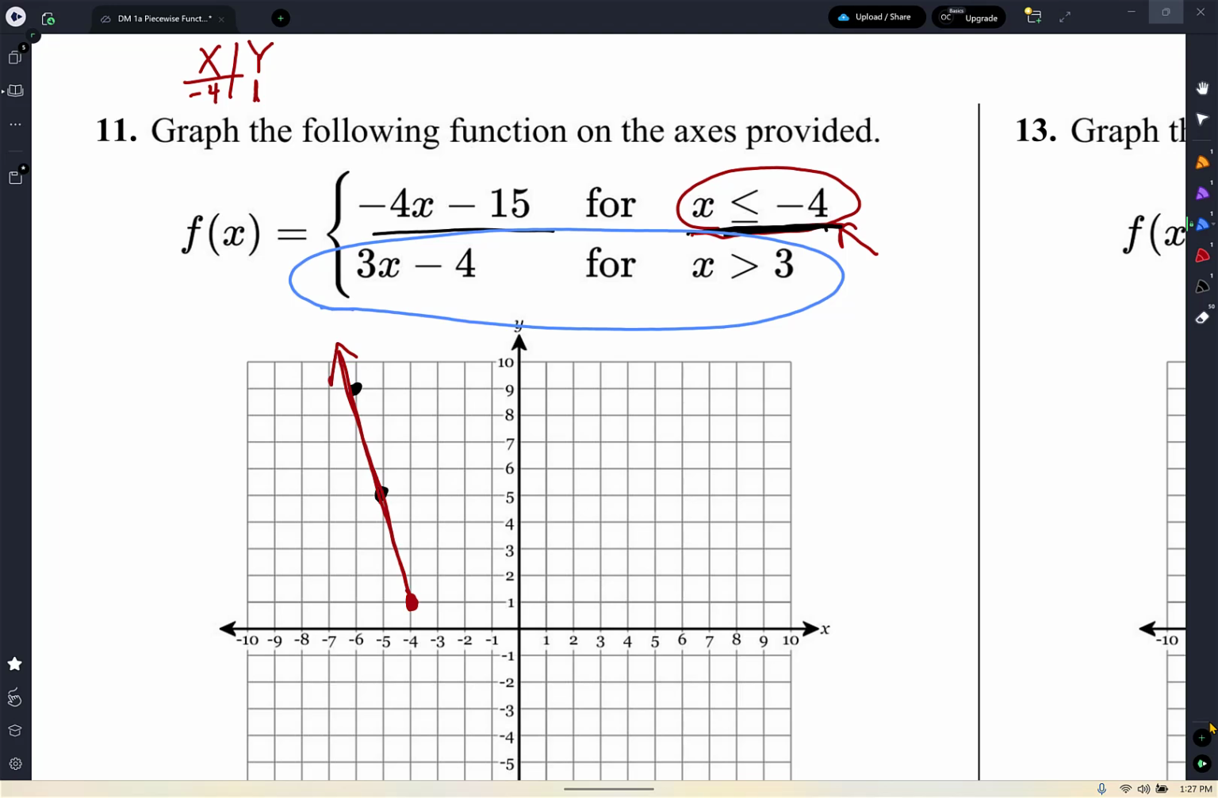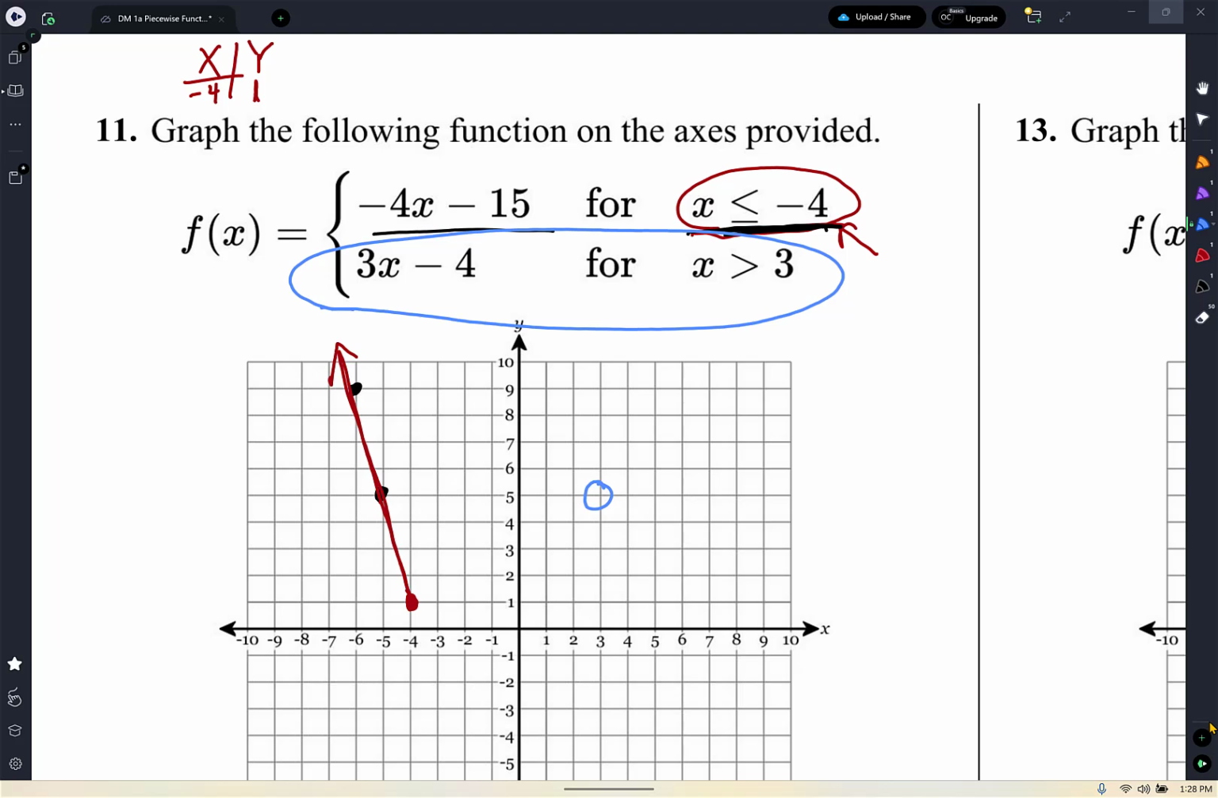And I see that my restriction says it's only for x greater than 3. So I'm going to put in that 3 first. What's 3 times 3? 9. And 9 minus 4? 5. So go to 3, 5. Open or closed? Open, because I don't have an equal sign. Yeah, not a greater than or equal to sign.